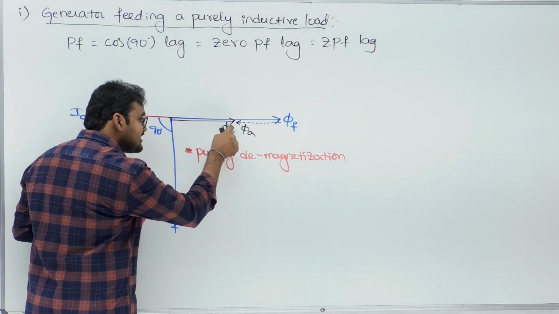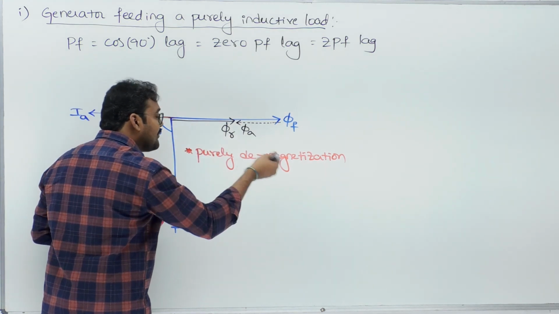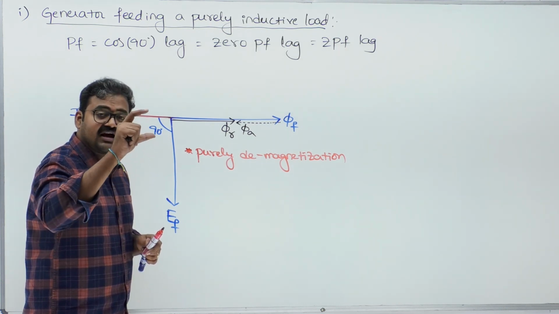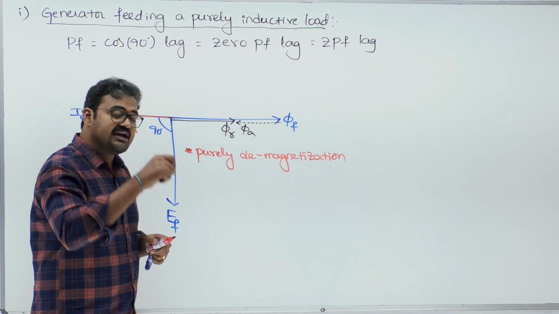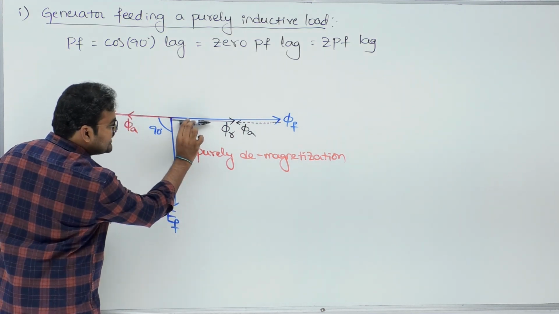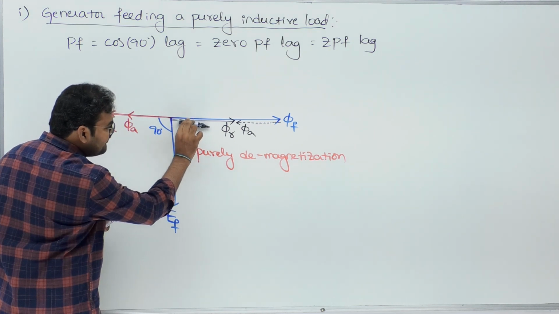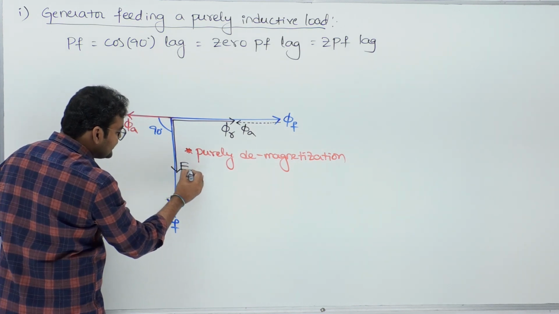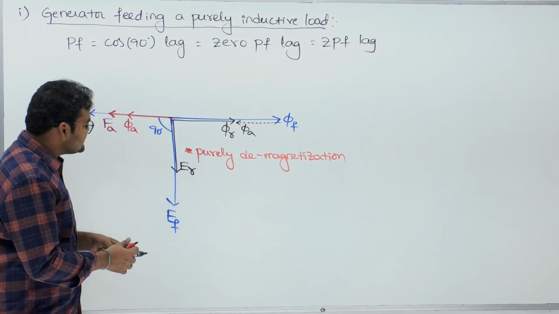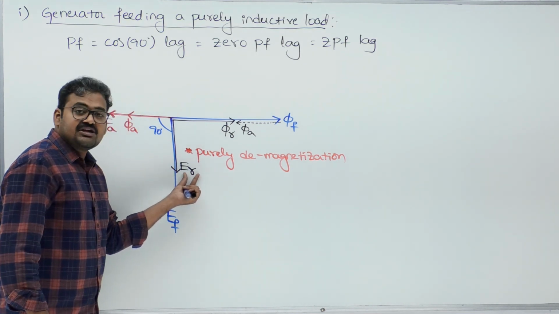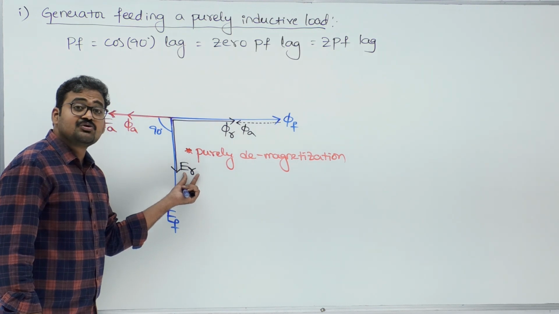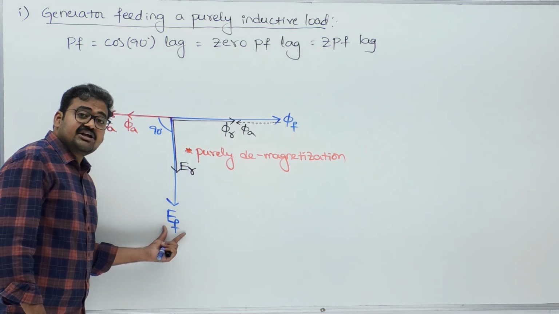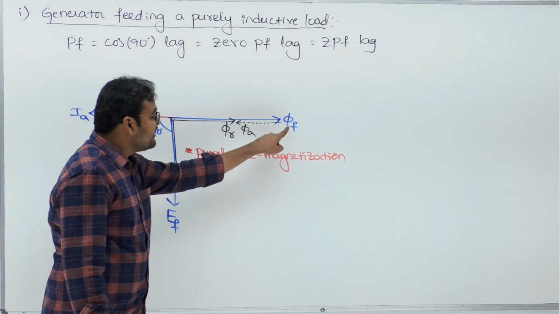If you know this is resultant flux, then what about resultant EMF? Don't forget that induced EMF always lags the corresponding flux by how many degrees? 90 degrees. So if this black line is resultant flux, resultant EMF will lag this flux by 90 degrees. Therefore, this is going to be resultant EMF, ER. What does ER mean? ER is the induced EMF in the armature circuit due to resultant flux. What about EF? EF is the induced EMF in the armature circuit due to main field flux.